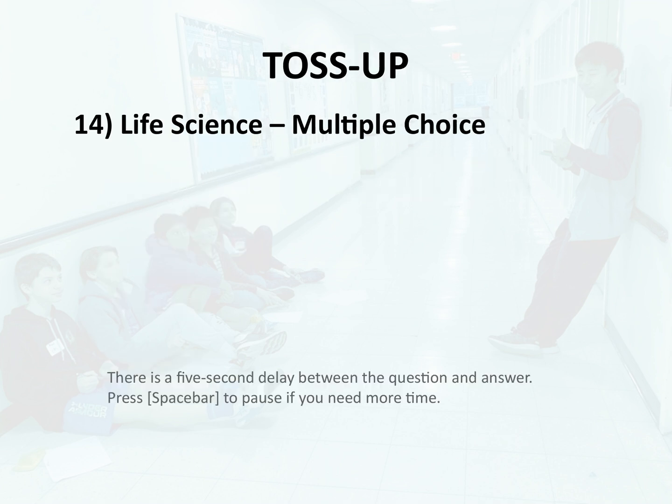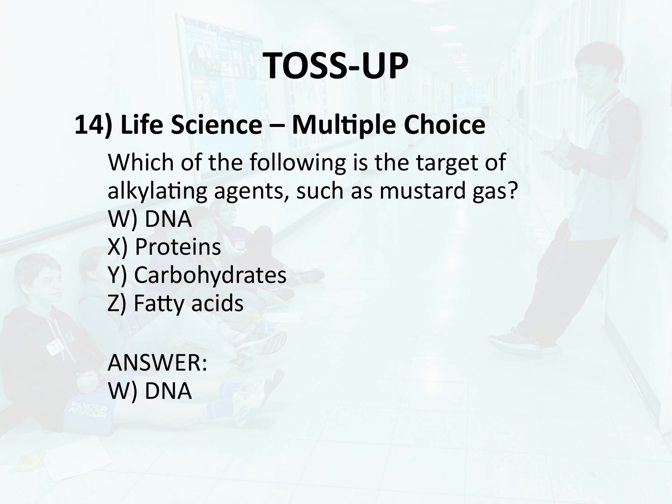Toss-up 14. Life science, multiple choice. Which of the following is the target of alkylating agents, such as mustard gas? W. DNA. X. Proteins. Y. Carbohydrates. Z. Fatty acids. Answer: W. DNA.